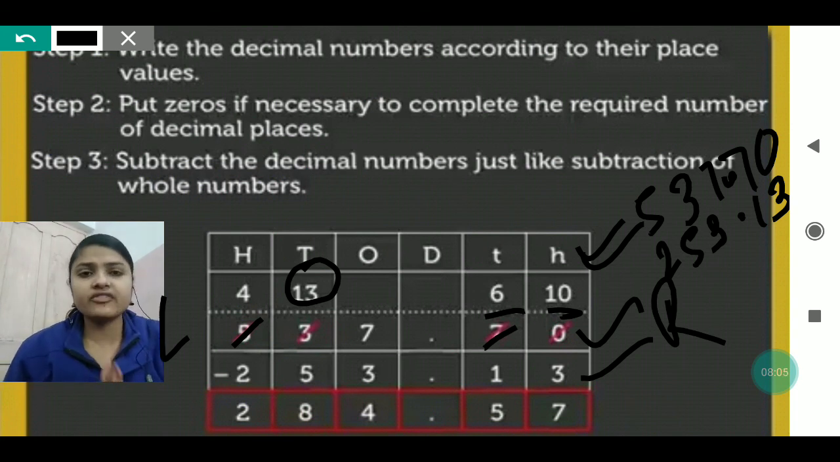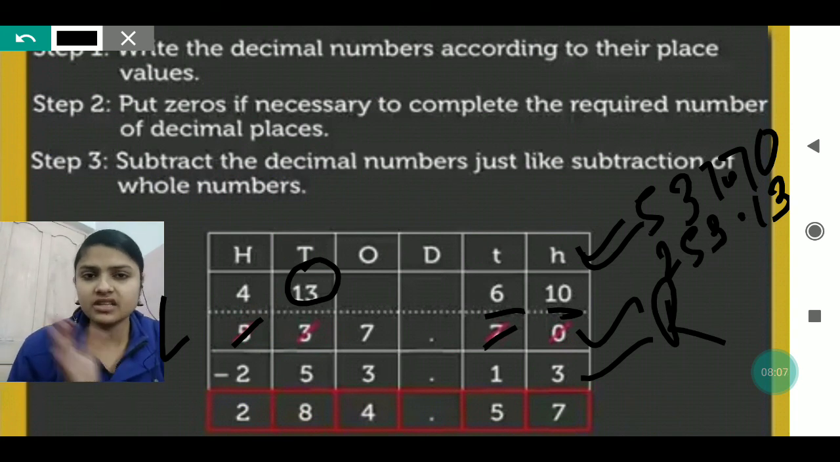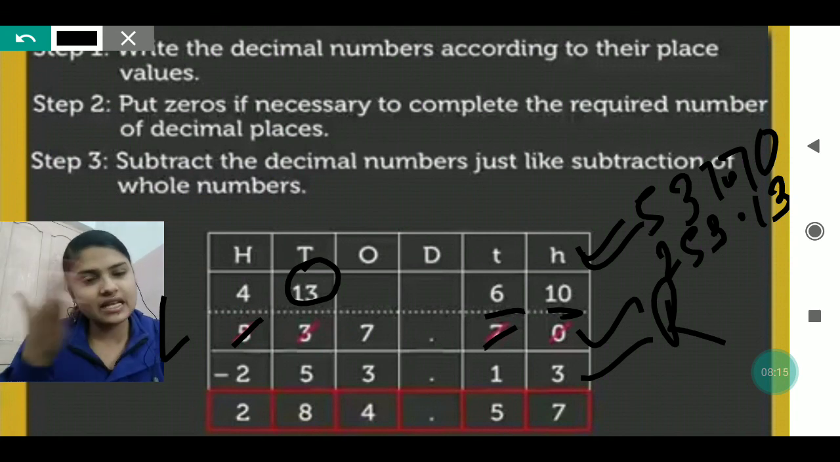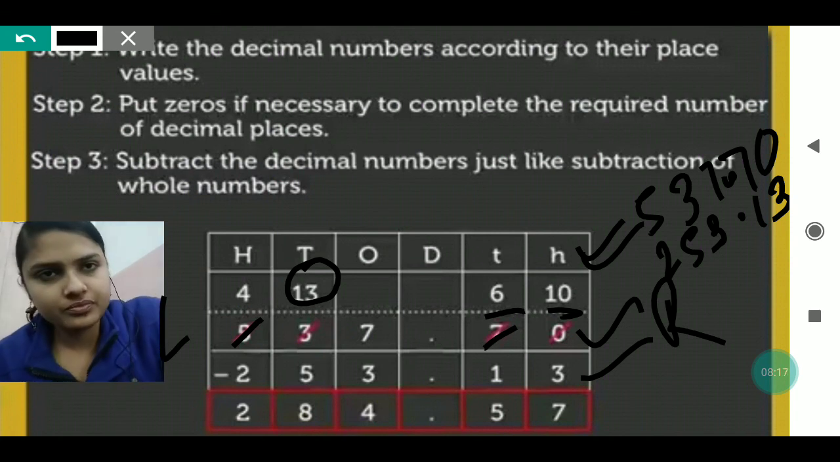This is the normal subtraction. There is no difference in this subtraction just because the decimal is given. It is not like that. The same subtraction is there, only the decimal point is being put in between. Rest all things are the same.